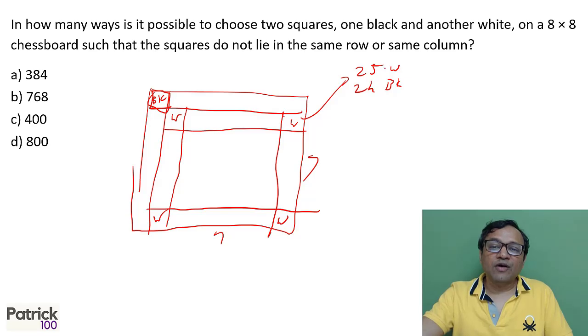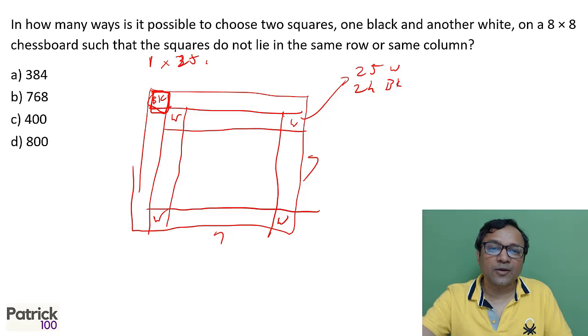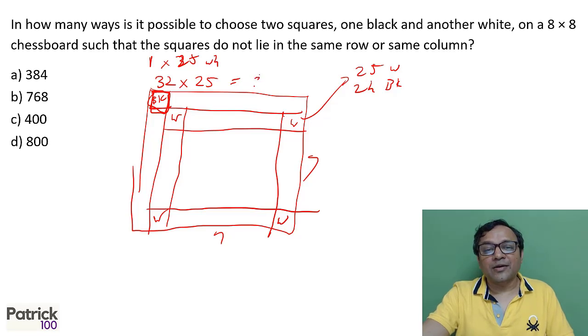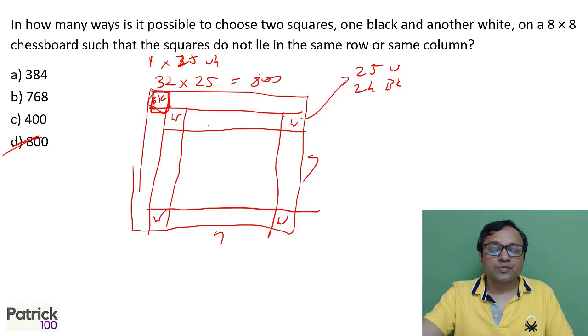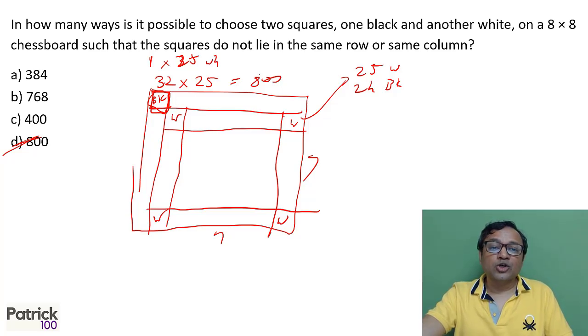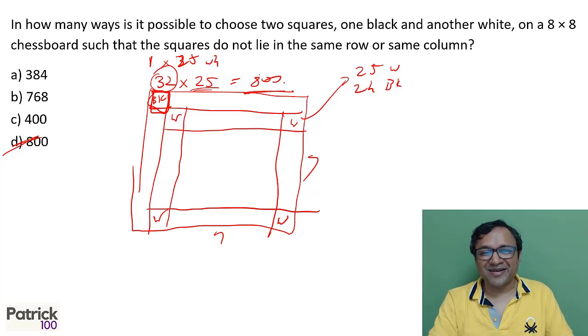So if there are 25 white and 24 black, for every black square which I took in a corner, there will be 25 white squares I can take. For one black square, I can take 25 white squares. There are 32 black squares. So for 32 black squares, the number of ways is 32 into 25, which is 800. That will be the answer. Remember, you can't divide by 2 because they both are not black squares; one is black, one is white. So for 32 black squares, each black square will have 25 white squares possible. So the number of ways becomes 32 into 25, 800.